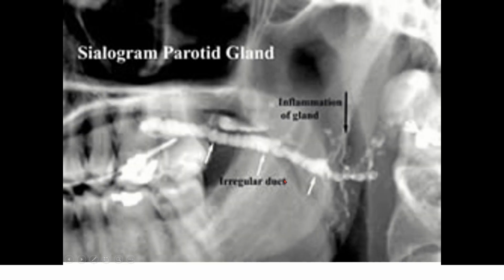And you can see this is the parotid sialogram. You can see this is the inflamed gland and this is the irregular duct. You can see the teeth. This is the parotid duct opening into the vestibule of the mouth. A sialogram is a study of the salivary glands, and this is a parotid sialogram, in which we are studying the parotid gland and its duct.